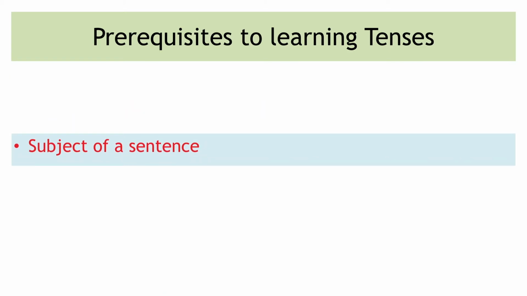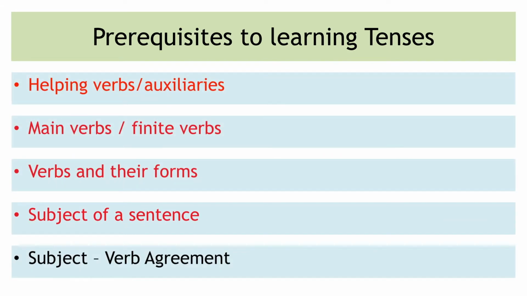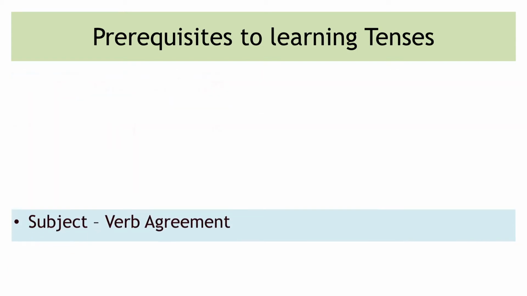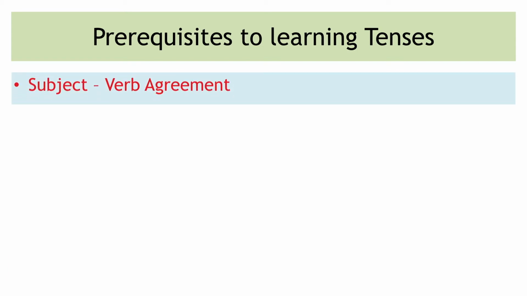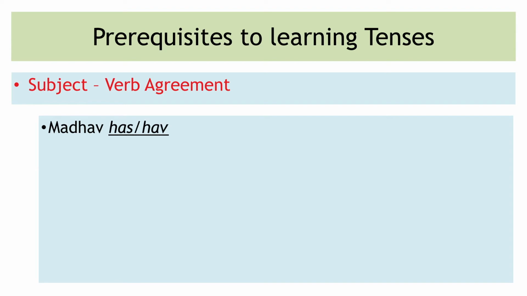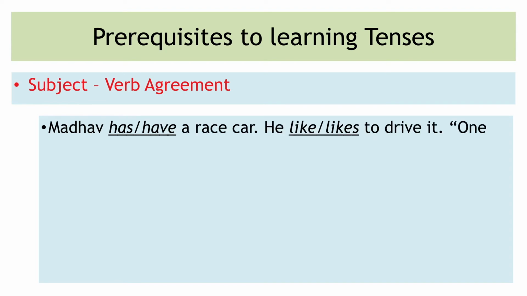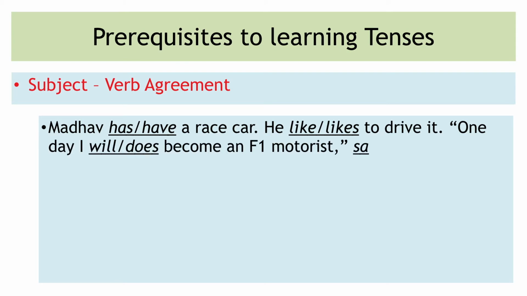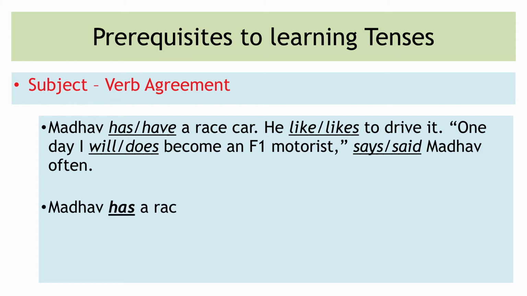Now that we have understood what subject is, let us now understand the subject and the verb agreement. Read this sentence. All these are contextual exercises. Madhav have a race car. He likes to drive it. One day I will or does become an F1 motorist, said Madhav often.